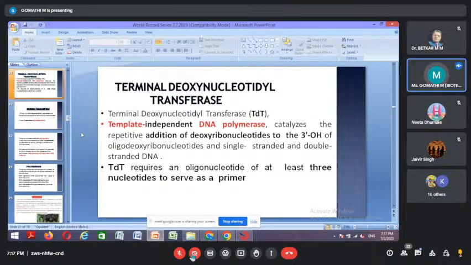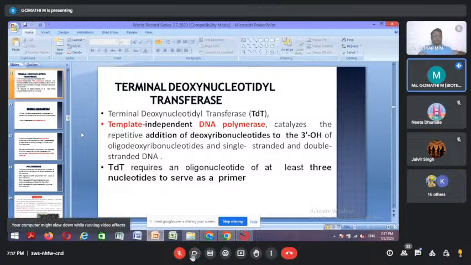The next enzyme is terminal deoxynucleotidyl transferase. It is a template-independent DNA polymerase enzyme. It catalyzes the repetitive addition of deoxyribonucleotides to the 3' hydroxyl group of oligodeoxyribonucleotides and single-stranded and double-stranded DNA. But this enzyme requires at least 3 nucleotides, which are used as a primer, as an initiator for synthesizing.